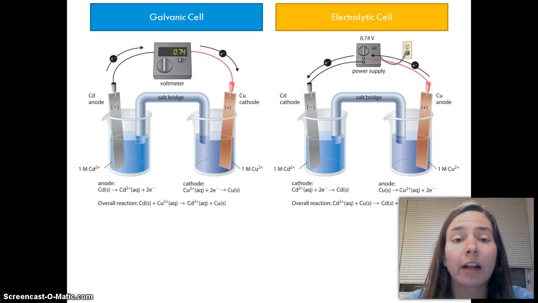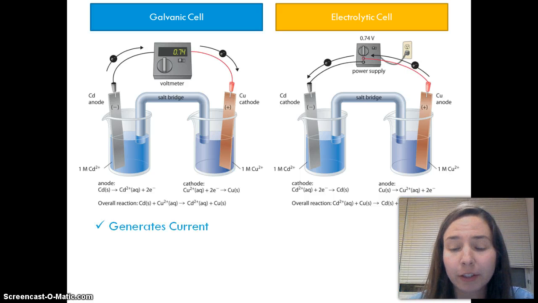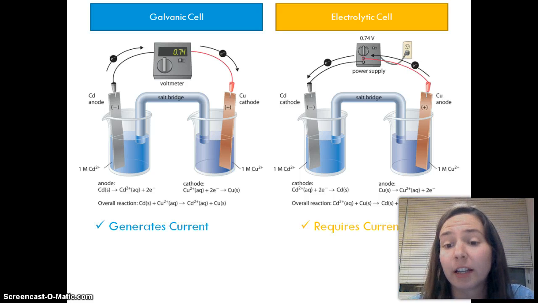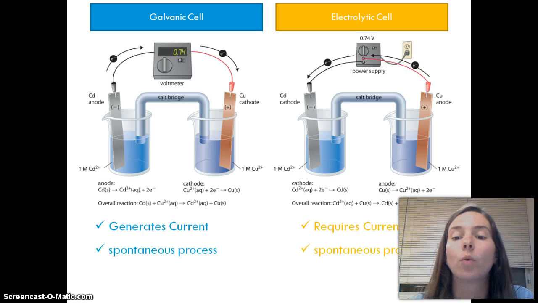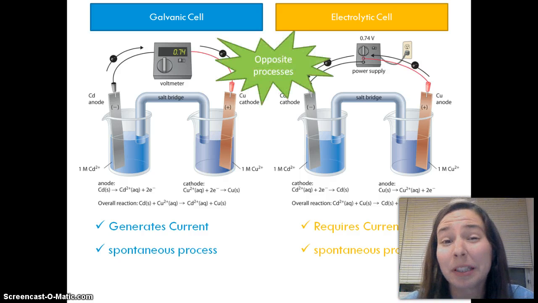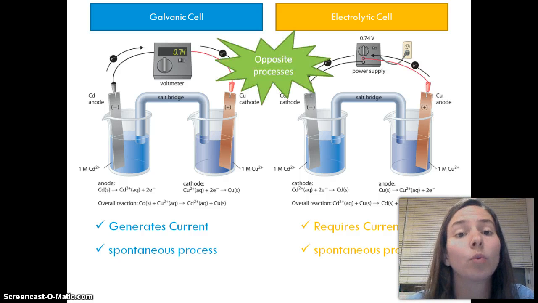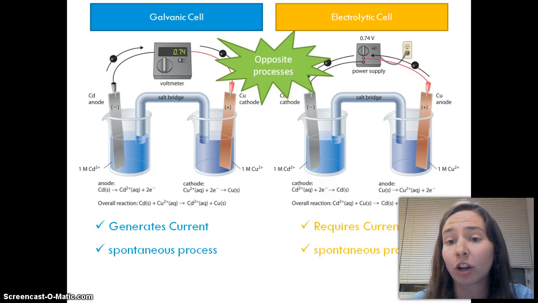Remember, we've talked about both galvanic and electrolytic cells. Galvanic cells generate current, where electrolytic cells require current. Galvanic cells, therefore, are spontaneous processes, where electrolytic cells are non-spontaneous processes. That should say non-spontaneous. All right, so notice that these are opposite processes. And so we can reverse the process of the galvanic cell by adding a current. We can reverse the electrolysis process by turning off the current and allowing it to spontaneously go back.